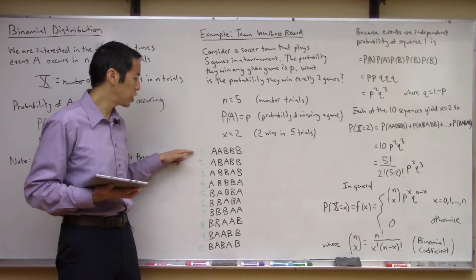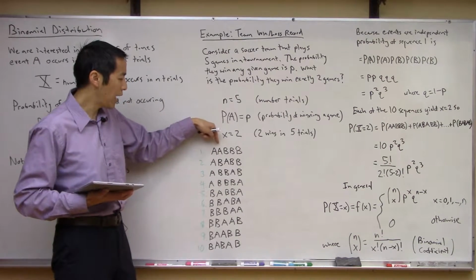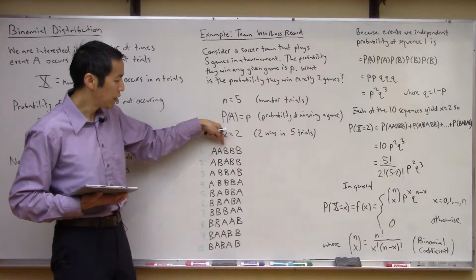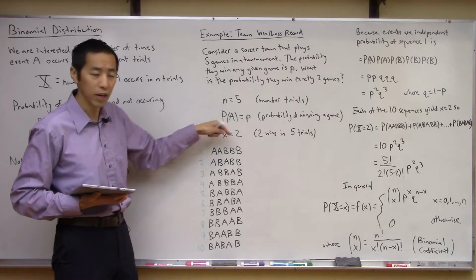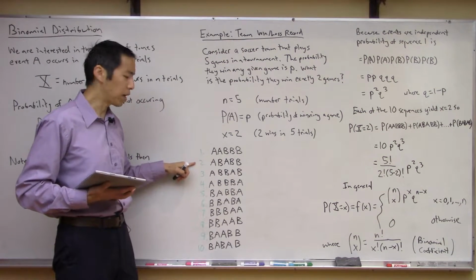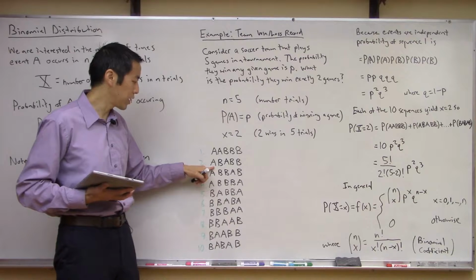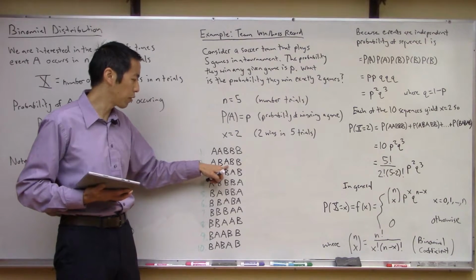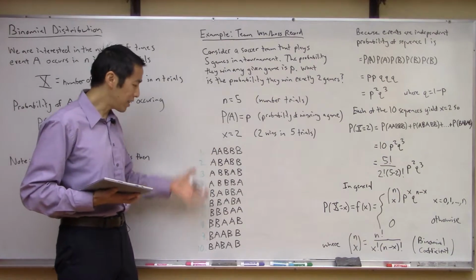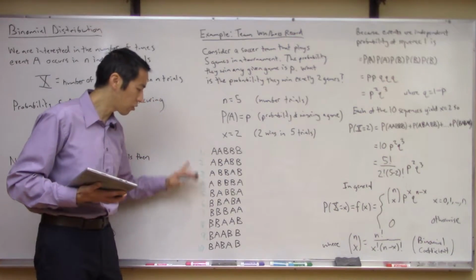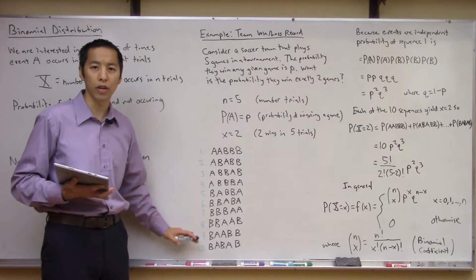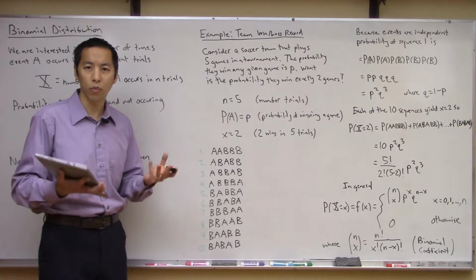So here's situation number 1. They could have A, B, B, B, meaning they win their first game, they win their second game, then they lose games 3, 4, and 5, right? This is one possible sequence that could happen in this tournament. Another possible sequence is they win their first game, lose their second game, win their third game, then lose, et cetera. So you can enumerate all 10 of the possible situations that could occur in terms of the sequences of win-loss.